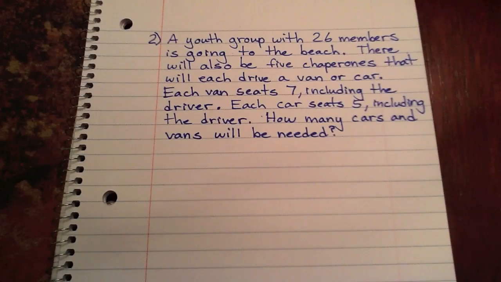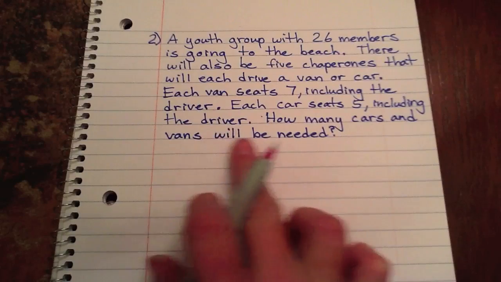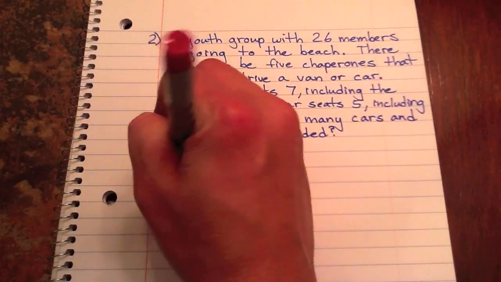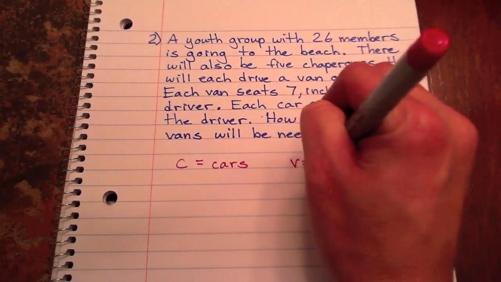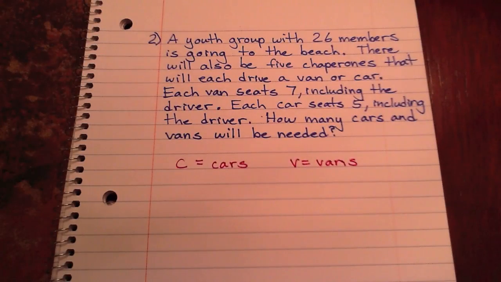Alright, so the first thing I'm doing is looking for my variables. I found them right away in my question. How many cars and vans will be needed? So I'm going to go ahead and use C for cars and V for vans. And you always need to be doing that so that we know what variables you're using.